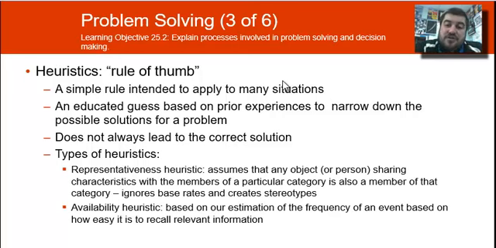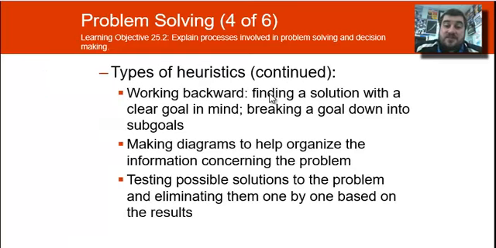The availability heuristic is based on the estimation of the frequency of an event, and you base that on how easy it is to recall relevant information. So are there really more school shootings going on in this decade, or are there just more media coverage of it? Shark attacks is another good example. You hear about shark attacks all the time, but the odds of getting attacked by a shark are very, very, very small. And so you use the information available to you to make decisions, but sometimes that information is not always the best to use.